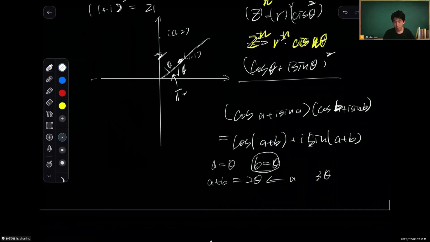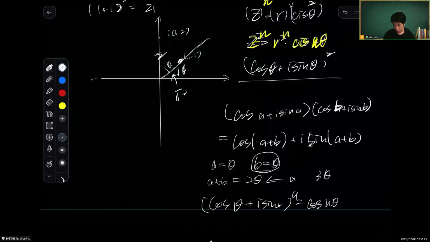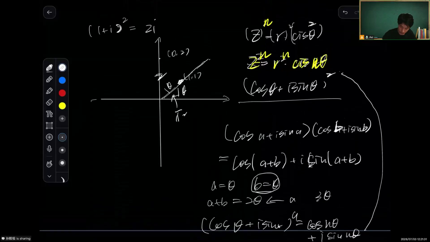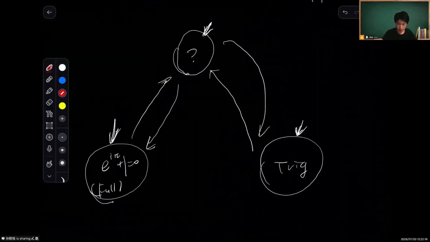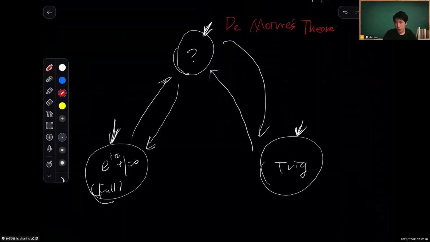So essentially, by this trig identity, we can prove iteratively that cosine theta plus i sine theta to the nth degree is cosine n theta plus i sine n theta. And in that case, this is proven. So this is the De Moivre theorem, which states when z is equal to its modulus times cis of theta, then z to the nth degree is equal to the modulus to the nth degree times cis of n theta.